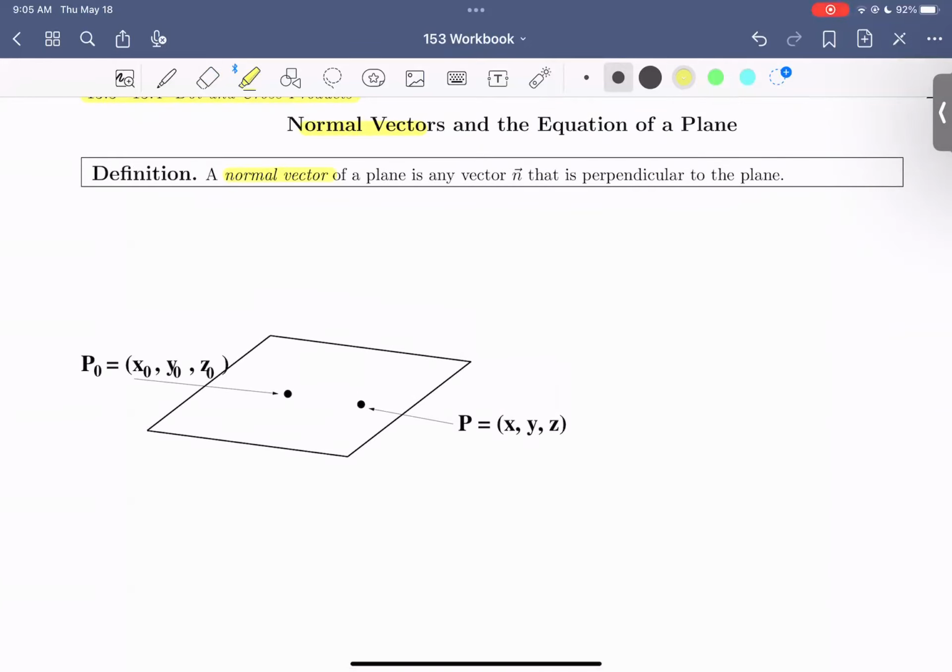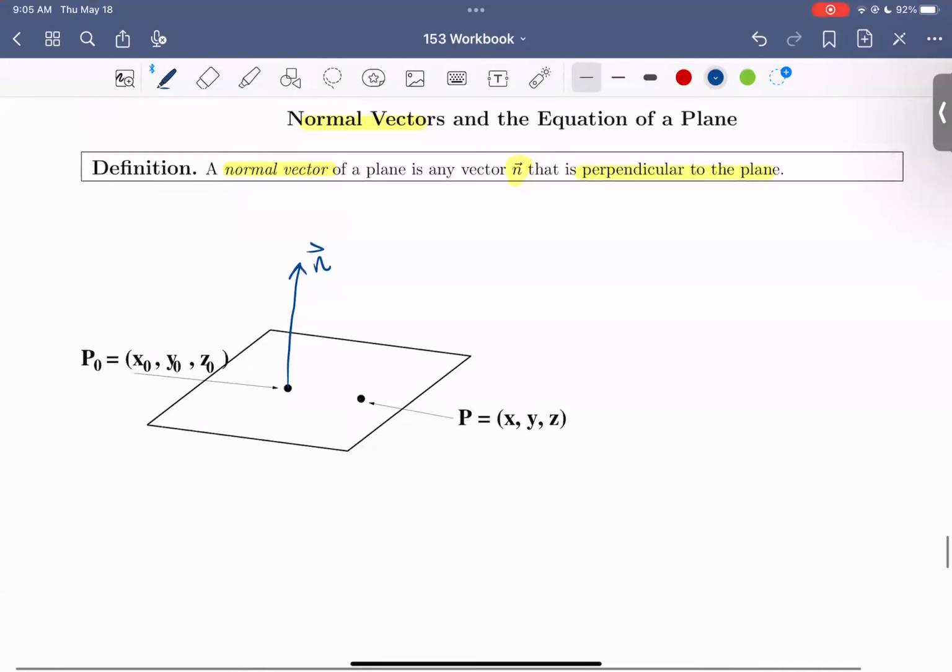So a normal vector of a plane is just any vector, let's call it n, that is perpendicular to the plane. So if we have our plane here in this image, say P naught is a point on our plane, then a normal vector of the plane would look like this, sticking out perpendicularly from the plane. So now our job is to try to create an equation or a formula for any other point P on the plane.